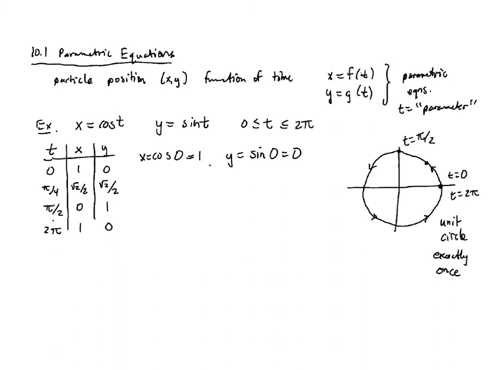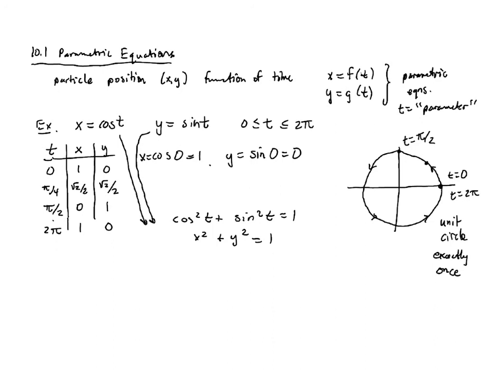One thing you can note is that we know this is a unit circle because of the Pythagorean relation cosine squared t plus sine squared t equals 1. When we plug in the x value and the y value from our equations, that translates to x squared plus y squared equals 1, which we know from the previous video is exactly the equation for a circle.